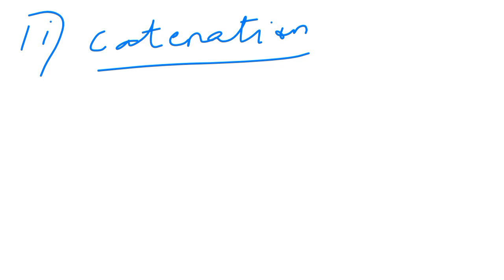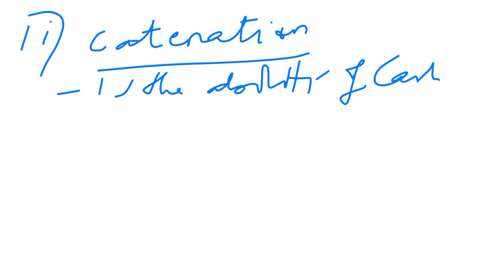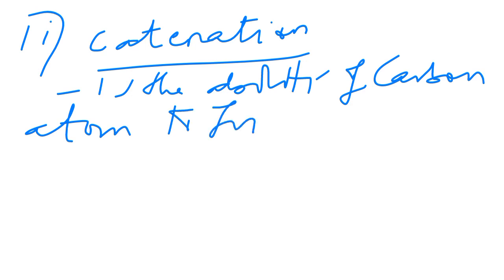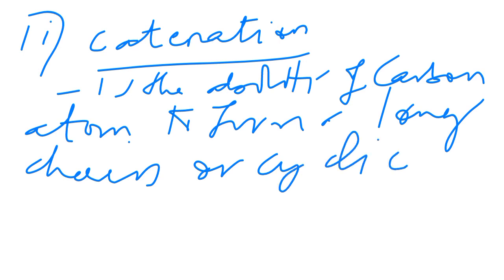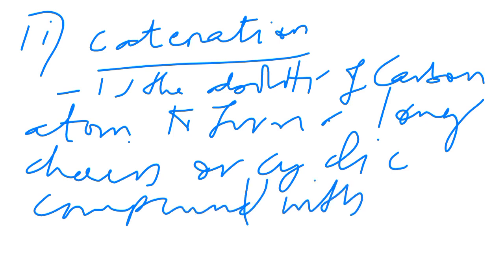Why does carbon have the ability of doing so? Since it has a small size. So catenation is the ability of a carbon atom to form a long chain of skeletal carbon or a cyclic compound with a carbon skeleton.